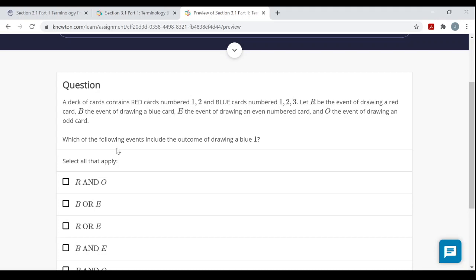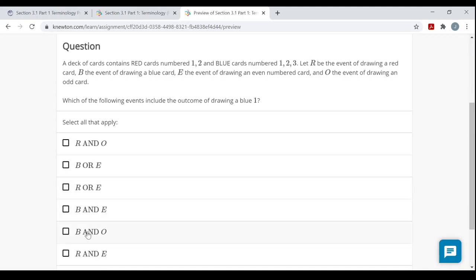Right. So which of the following events includes the outcome of drawing a blue 1? So that's blue and odd at the same time. So blue and odd. But let's see, red and odd? No, that's not red and odd. Blue or even? Well, yes, remember, or means it's either one. So did I draw a blue card or an even numbered card? Well, yeah, I drew a blue card. So blue 1 would be in that event.